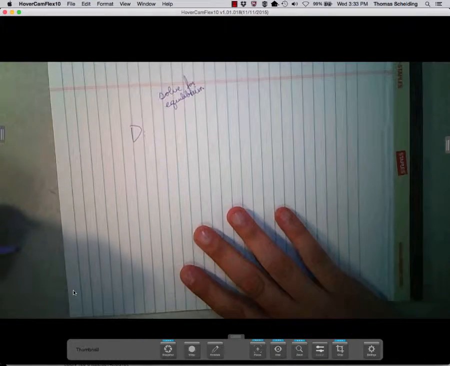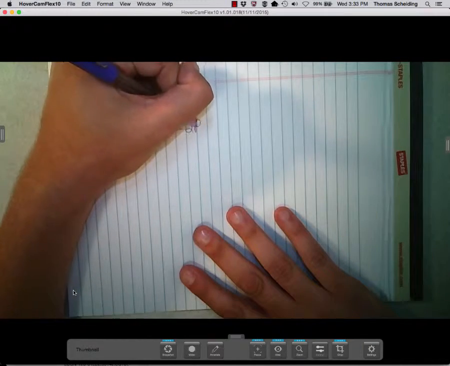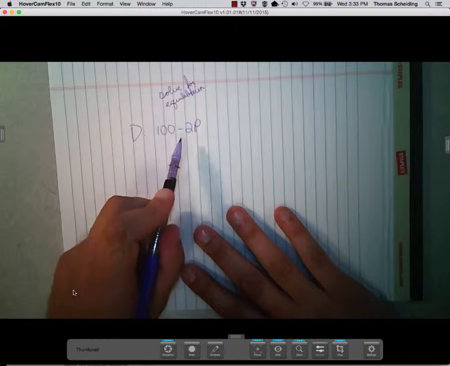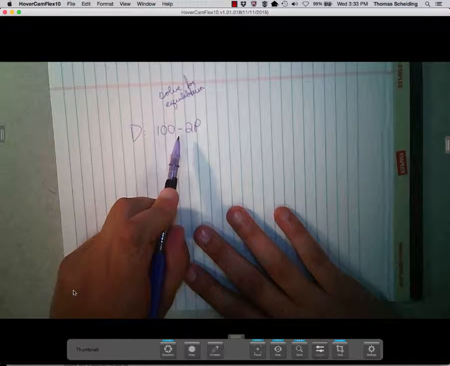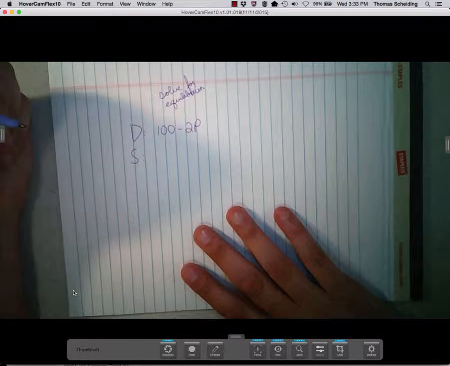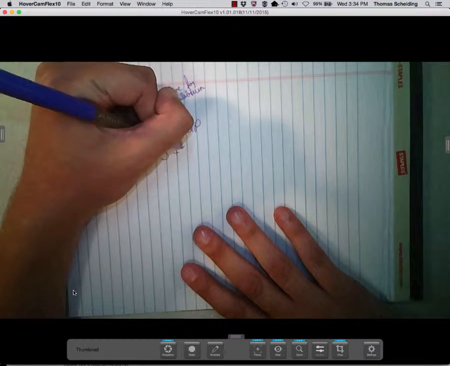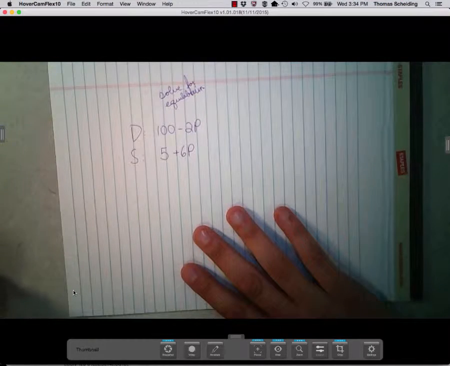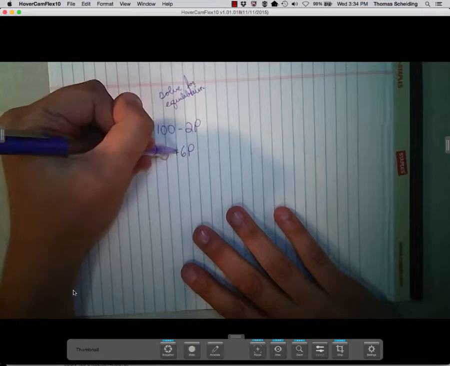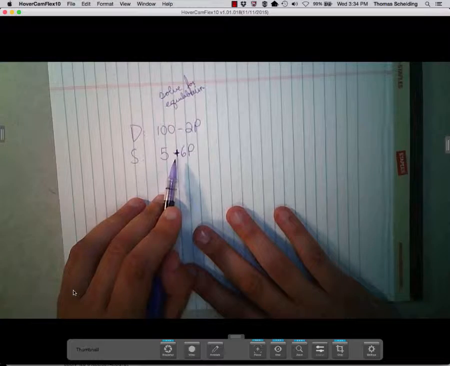say for instance, I'm given a demand function that looks like, I don't know, I'm just going to make up some numbers here, 100 minus 2p. Now there's a negative sign here because it is downward sloping. And then let's just, again, make up a supply curve here, and in that supply curve, let's just make it 5 plus 6p. So the p here is standing for the price. This is an upward sloping curve, so there's a positive sign here.